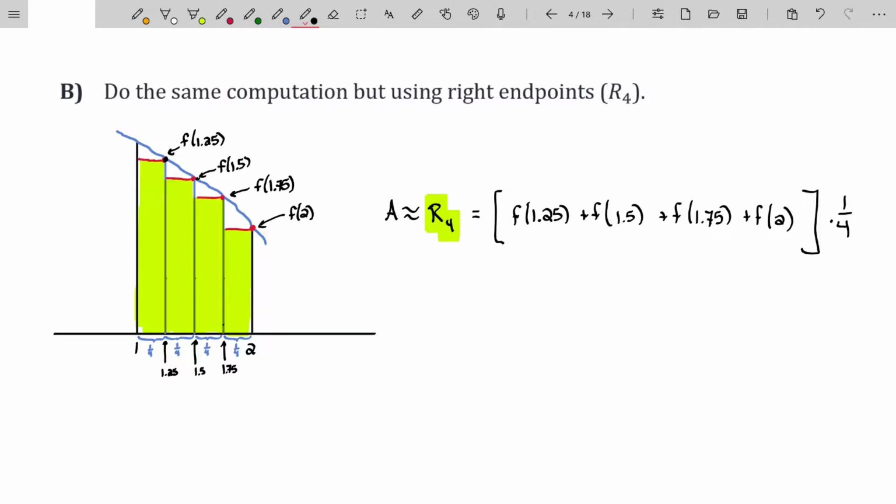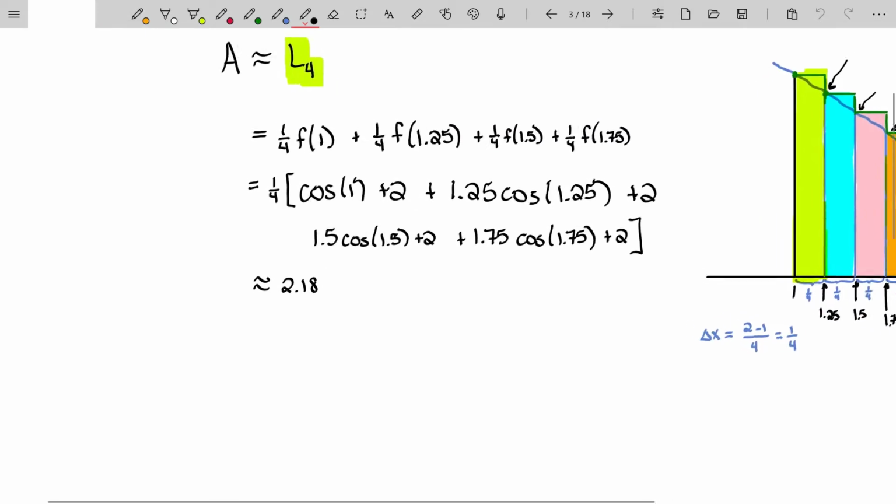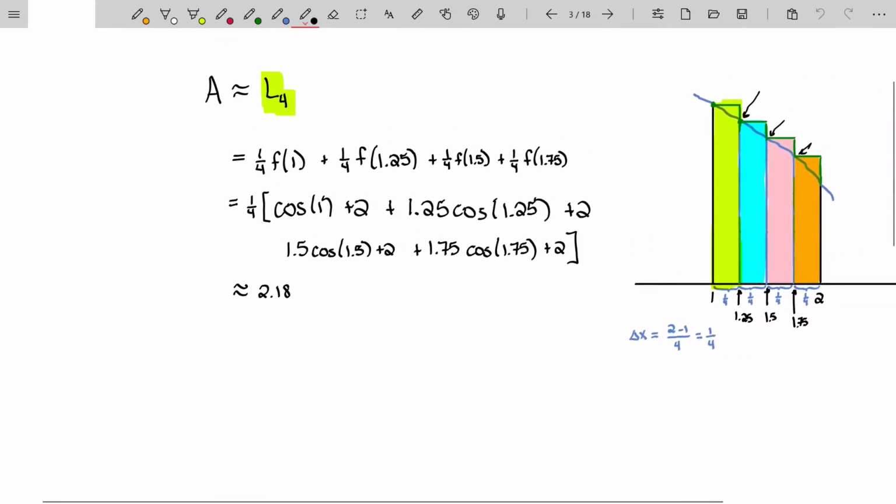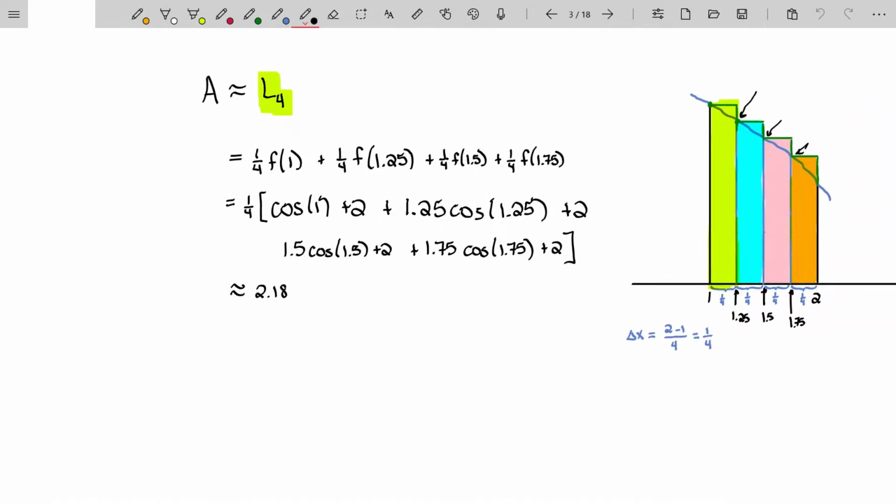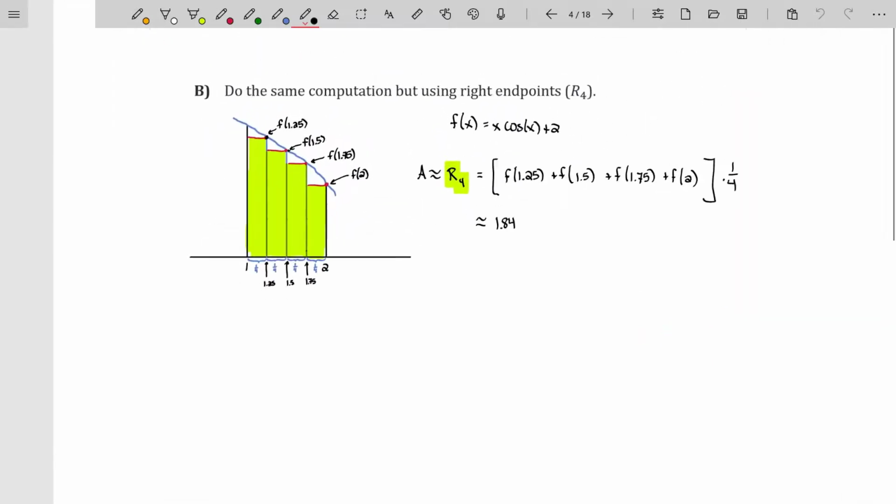Remember, our function was x cosine of x plus 2. So I'm just going to evaluate that function at these numbers, f of 1.25, sorry, and 1.5 and so on and so forth, and multiply that result by a quarter. And in this case, after grabbing a calculator, I get roughly 1.84. Now remember, hopping back here, we got a 2.18. Well, that was because we had an over approximation, sorry. In this case, we have a 1.84, which is an under approximation.